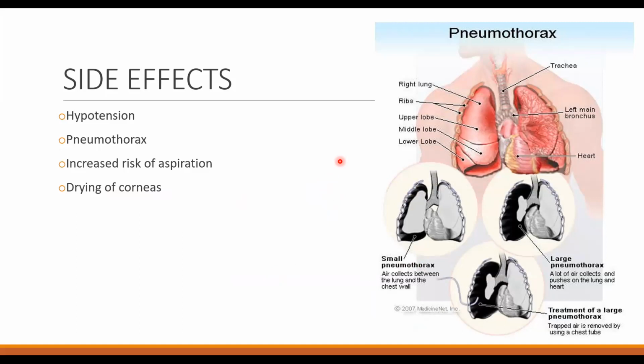With the high pressure in there, if they throw up or they have any fluid in their mouth or airway, it can get pushed into the lungs. So an increased risk of aspiration. And then if the seal is not on there or you have that full face one, it can actually dry out the corneas. So you can see here different pneumothoraxes, a small pneumothorax. This is a large pneumothorax, and then the treatment of it is actually puncturing a hole to release the air so it can get out.